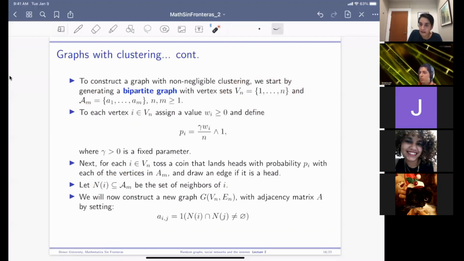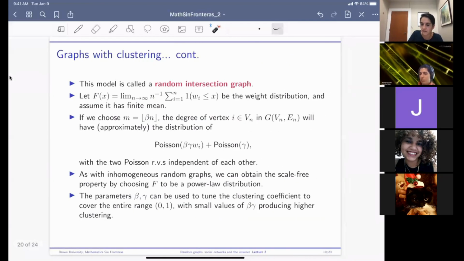Now we're going to define a new graph among actors that says actor I is connected to actor J if they participated in at least one movie together. So if this is not empty, then we're going to say that the two actors are connected. Now what I have is a graph among the actors based on this other connection that is given by the movies. This model is called a random intersection graph.